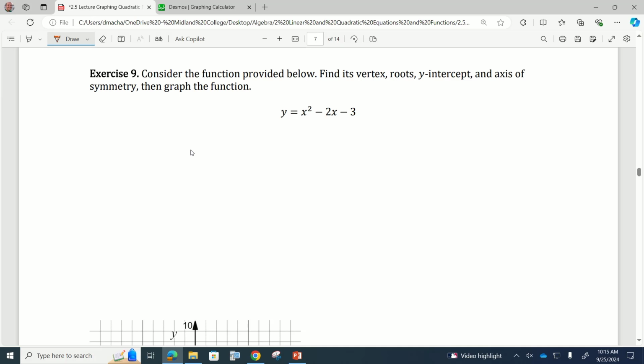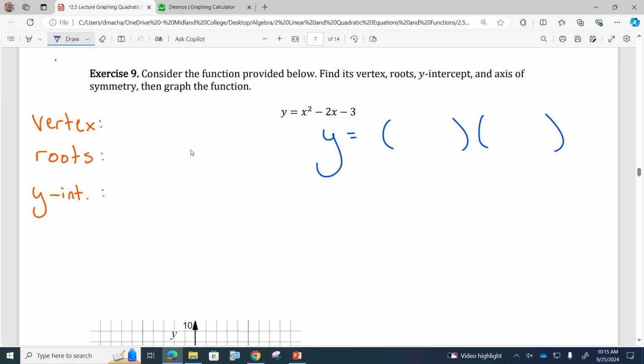So consider the function provided below. Find its vertex. Find its roots. Find its y-intercept. And then we'll draw the axis of symmetry, and then we'll graph the function. I'm going to skip the vertex for right now, because I don't know the vertex. This is expanded form. I can't see what the vertex is. We'll save it. If I want to find the roots, I need to rewrite this in factored form.